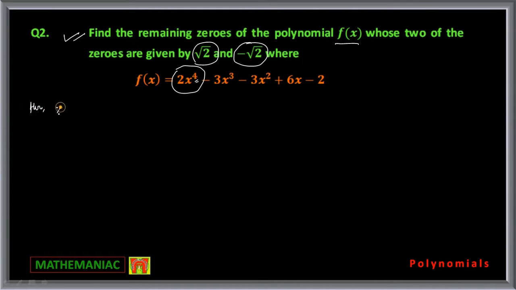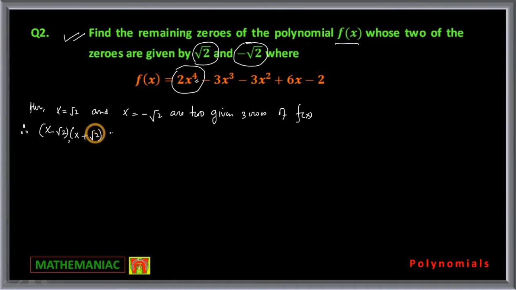Here x equal to root 2 and x equal to minus root 2 are two given zeros, right? Zeros of whom? f(x). Therefore, by the factor theorem, we can easily say that x minus root 2 and x plus root 2 are factors of f(x).